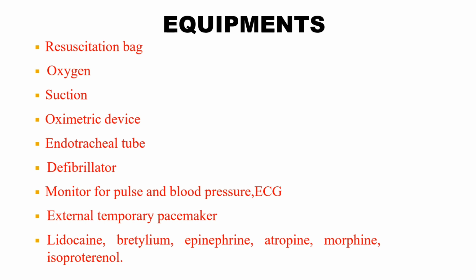Let's see what equipment is required during the cardiac catheterization. The following equipment and associated supplies should be on hand when performing cardiac catheterization, to treat ventricular arrhythmias or other complications. We'll see them one by one: resuscitation bag, oxygen, suction, oximetric device, endotracheal tube, defibrillator, monitoring for pulse and blood pressure, ECG, external pacemaker, and medications such as lidocaine, epinephrine, atropine, morphine, and isoproterenol.